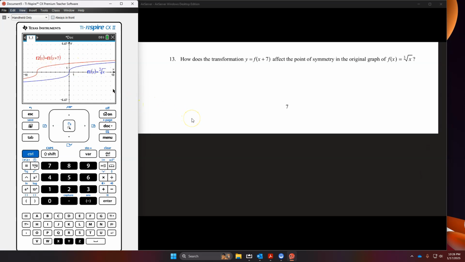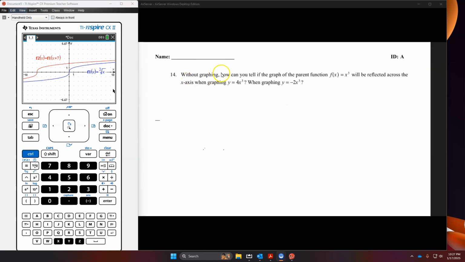So what do we write down here? How does the transformation affect the original graph? It will shift to the left 7 units, right? Without graphing, how can you tell if the graph of the parent function will be reflected across the x-axis when graphing y equals 4x cubed?